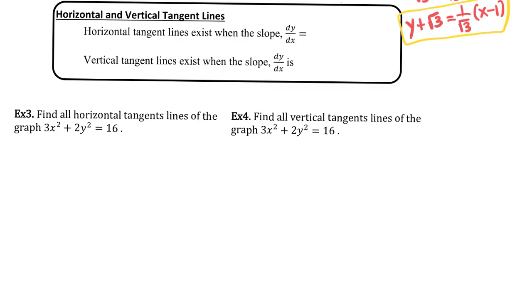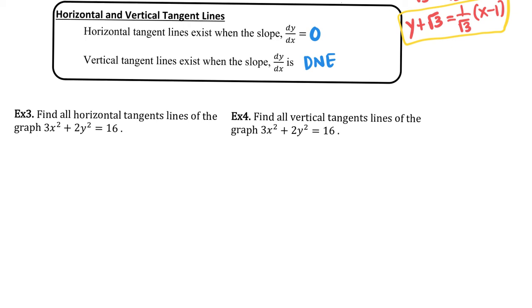Okay, we'll do one more application using implicit differentiation. Horizontal tangent line: if it's a horizontal line, the slope is 0, so dy/dx is going to be 0. If it's a vertical tangent line, the slope is undefined, so dy/dx will not exist. Okay, so when would that be useful to us? So let's look at example 3. For example 3, it says find all horizontal tangent lines of the graph 3x squared plus 2y squared equals 16.